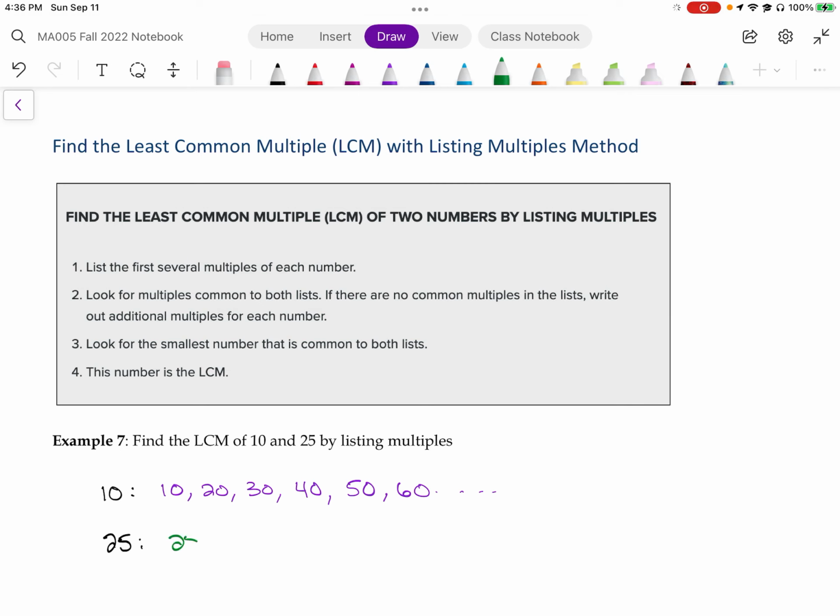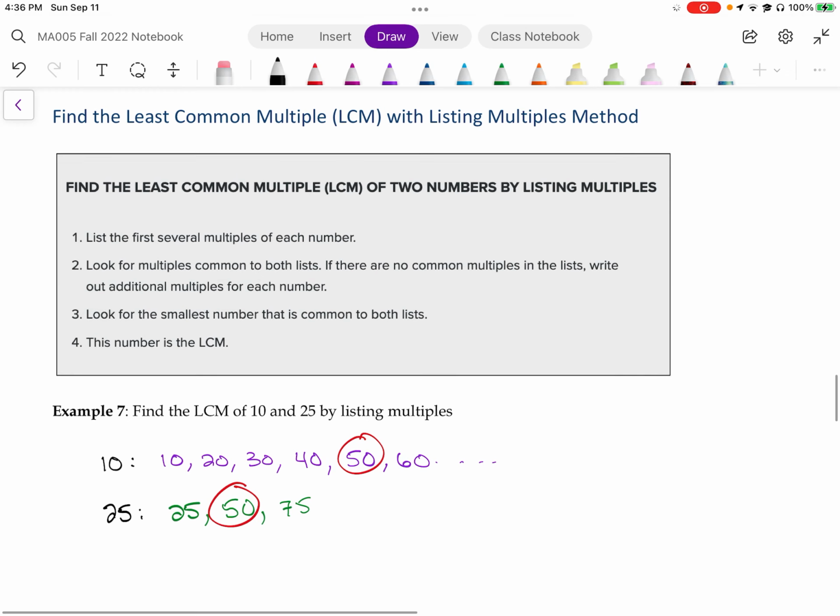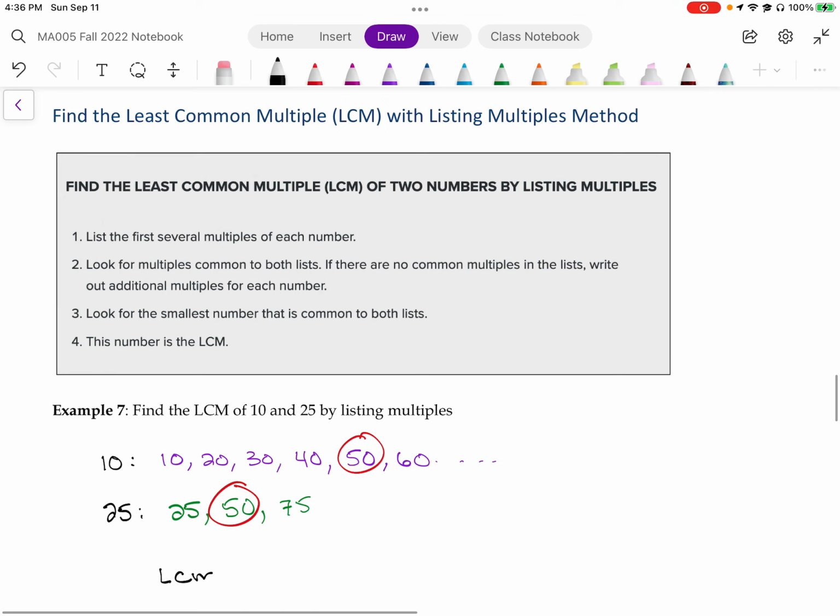Okay, 25 times 1, 25 times 2, 25 times, oh, wait, I see it. Yeah, so you got to pay attention. So 50 is the least common multiple. If I kept going, I would find another one. There will be more, lots more, but you want the least common. Okay, so we're just going to stop. So the least common multiple, the way you would answer this, is the least common multiple of 10 and 25 is 50.